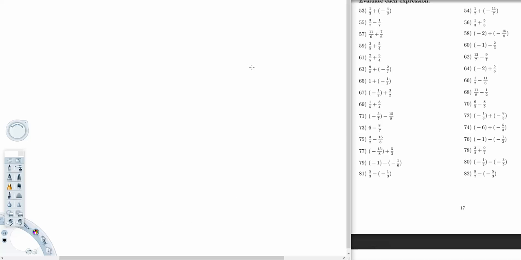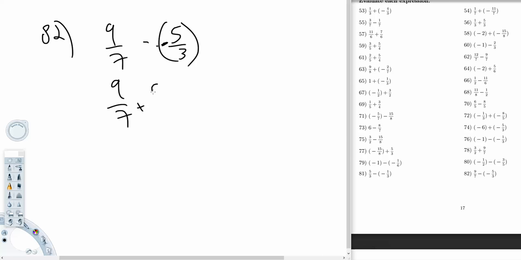Gooden. Last problem, 82. Usually the hardest problem is always for last, and yes, it looks very hard. Okay, so this is 9 over 7 minus negative 5 over 3. Two negatives, what do you do right away? You make it positive. So let's rewrite this step, 9 over 7 plus 5 over 3.